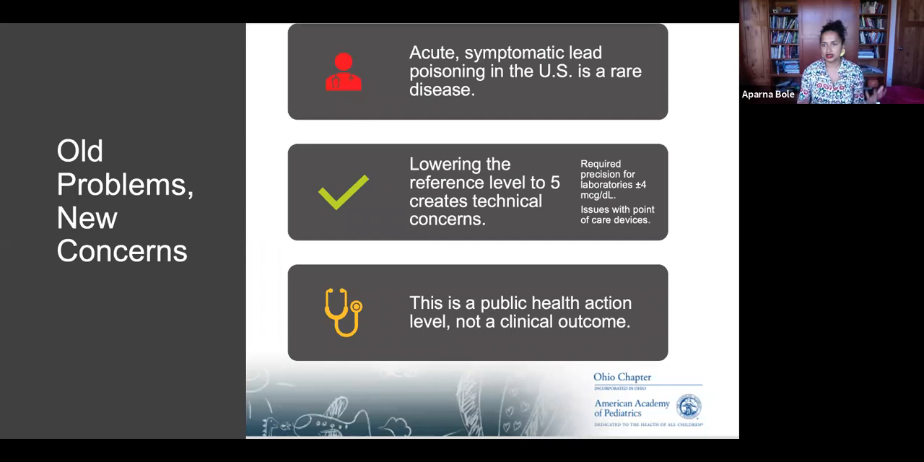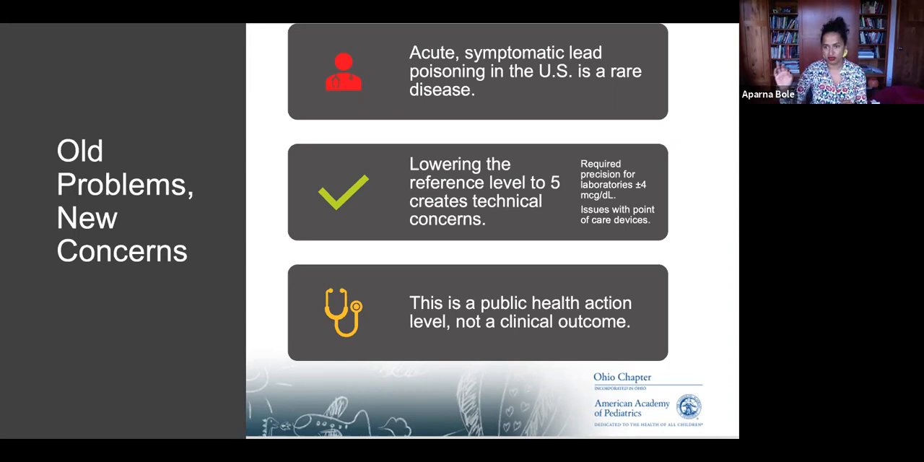So as I said, acute symptomatic lead poisoning in the US, thankfully, is rare. It still happens, but it's rare. I want to just touch briefly on the meaning of the reference level for elevated blood lead levels being 5 micrograms per deciliter. Dr. Newman mentioned the NHANES survey before. So the reference level, as you may know, is selected based on NHANES data. It is the level at which 97.5% of children under 6 have a blood lead level below the reference level.